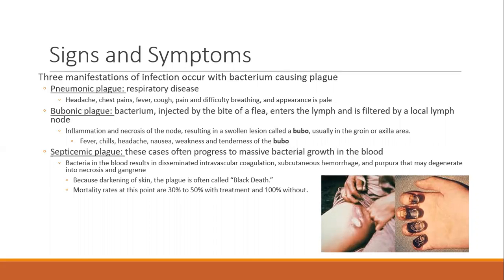Now, because of the darkening of the skin, the plague was often called Black Death, which you can see in the darkening of the fingers to your right. The mortality rates at this point were 30 to 50% with treatment and 100% without.